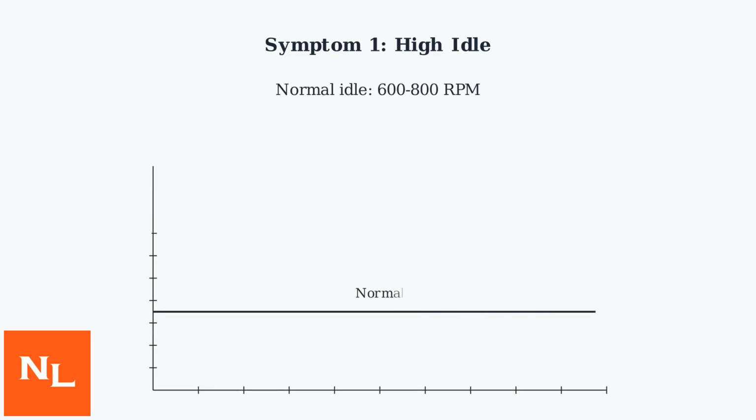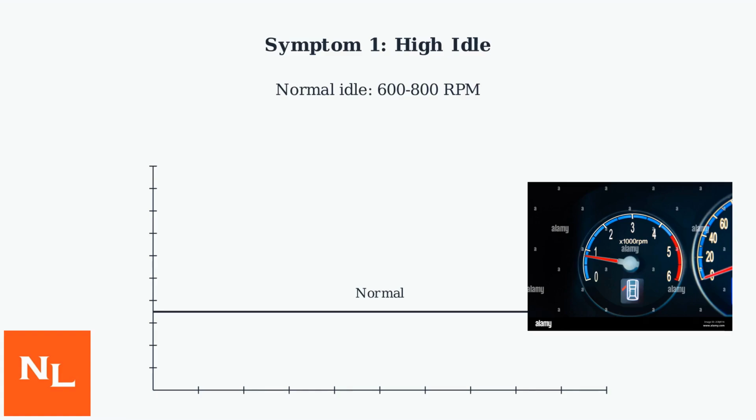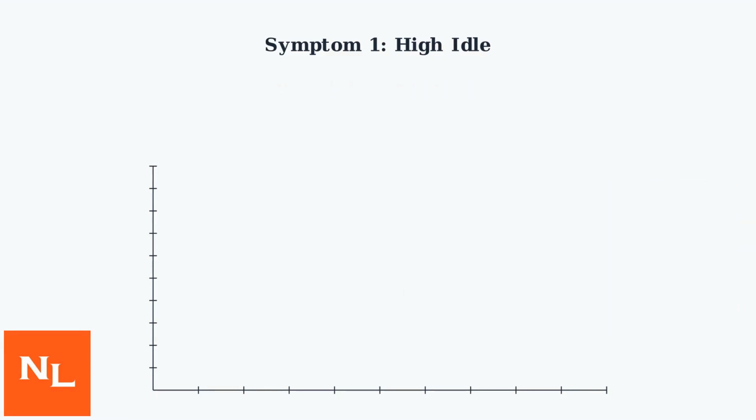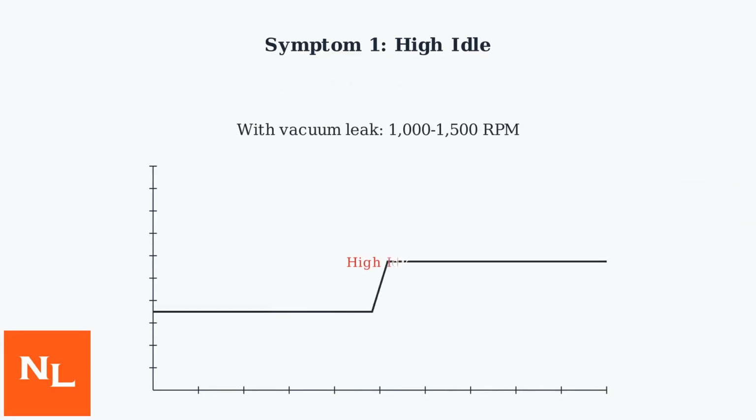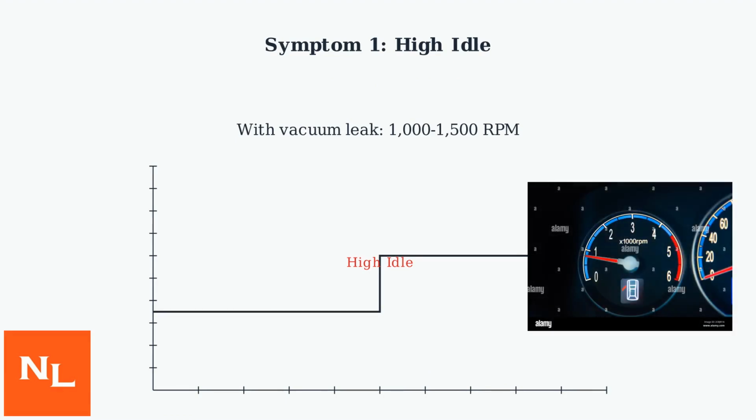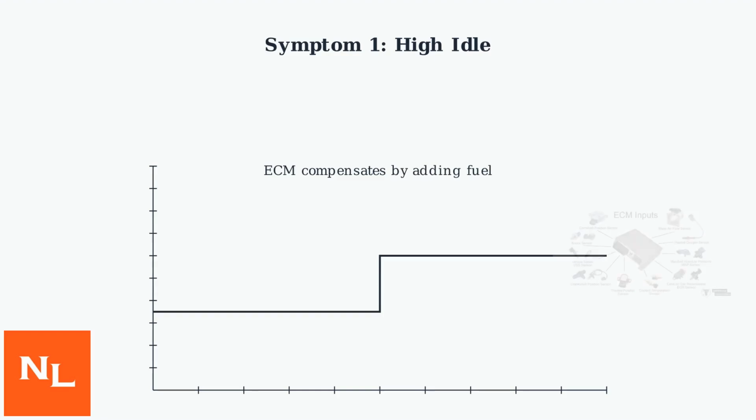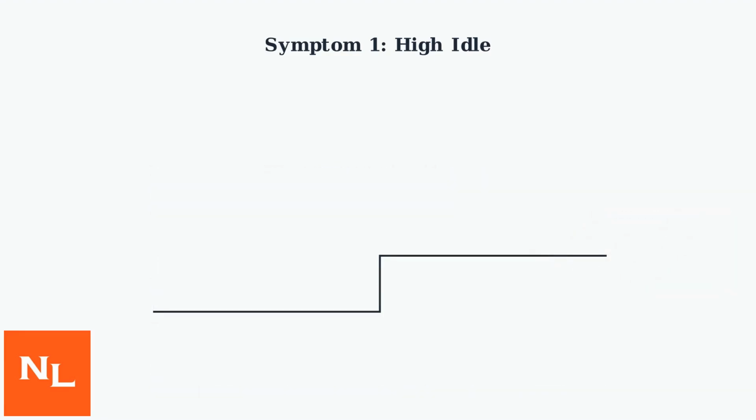One of the first signs of a vacuum leak is a high idle. Normally, your engine idles around 600 to 800 RPM. With a vacuum leak, it might jump to 1000 to 1500 RPM. This occurs because the engine control module tries to compensate for the extra air by adding more fuel to keep things balanced, but it can't fully correct the problem.